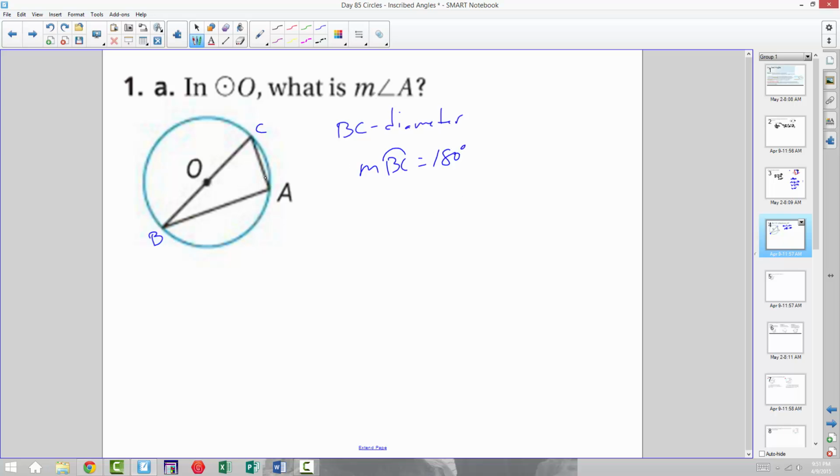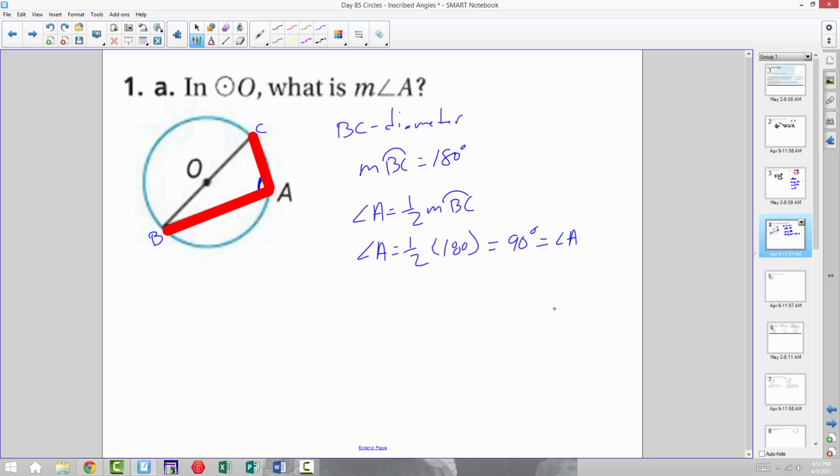I want the measure of angle A. Okay? So there's angle A. I need to find the intercepted arc. So the intercepted arc is BC. Well, if the intercepted arc is BC, and I know BC is 180, I know the inscribed angle is half its intercepted arc. So angle A is equal to half of its intercepted arc, which is BC. So angle A is going to be half of 180. So therefore, half of 180 is 90 degrees, and that is the measure of angle A.